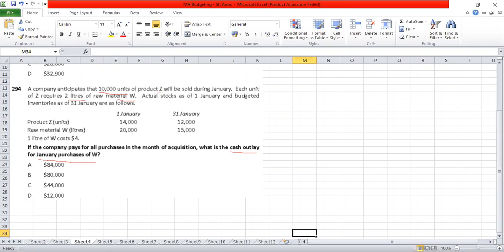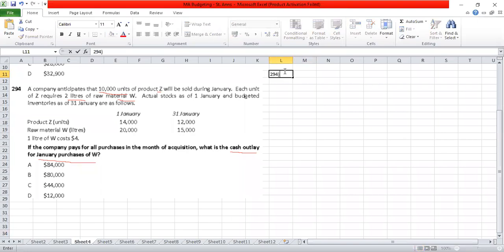Requirement will be understood only when they know the production. Raw material needed for production, because every single unit of Z requires 2 liters. So if they produce one unit, they will require 2 liters of material W. If 1 unit of Z is produced, 2 liters of W is required. So totally how much they require is what we have to understand. So step number 1 is to find out the requirement of material W. For that, we need to know the production taken up.